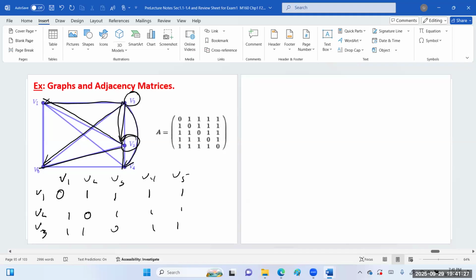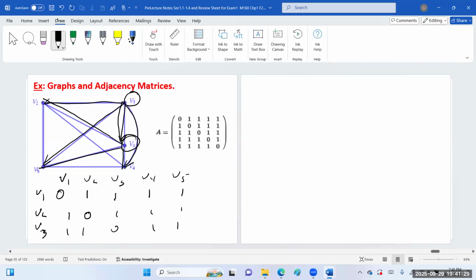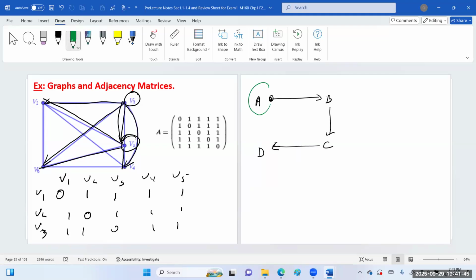For example, this question. We have this. So let's say this is A, this is B, this is C, and this is D. Now, let's say we have this. And also we have this.